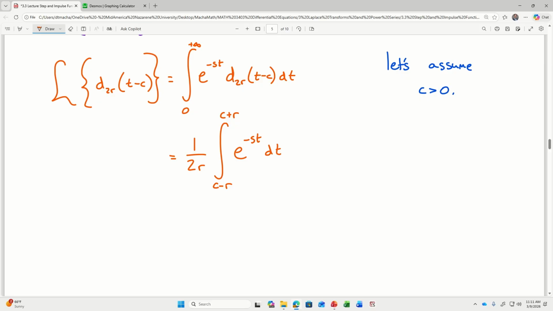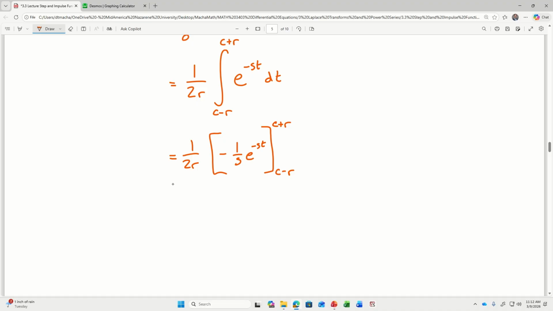And then you can take the antiderivative of e to the negative st. That antiderivative is negative 1 over s e to the negative st. And you want to evaluate that where t is equal to your upper bound, c plus r, and t is equal to your lower bound, c minus r, and then subtract.